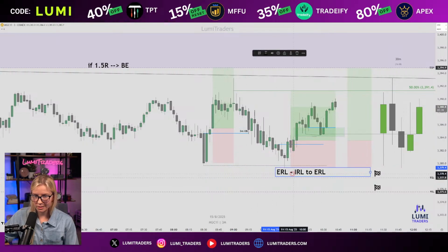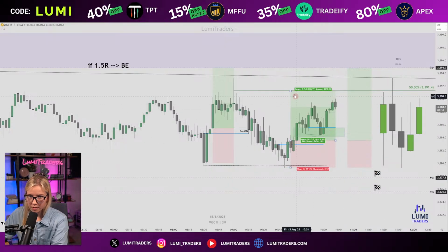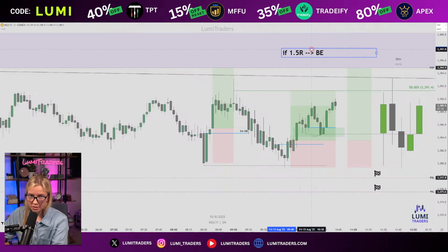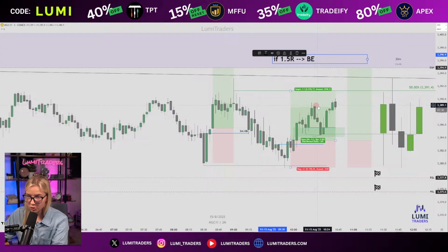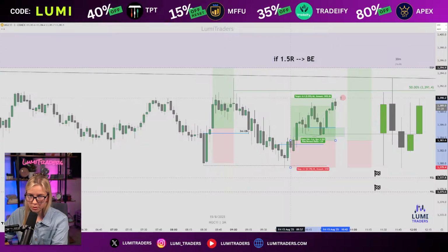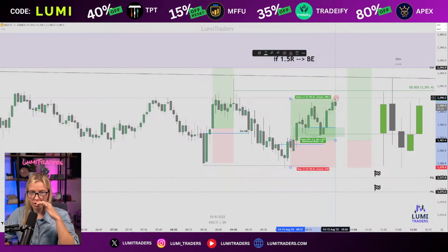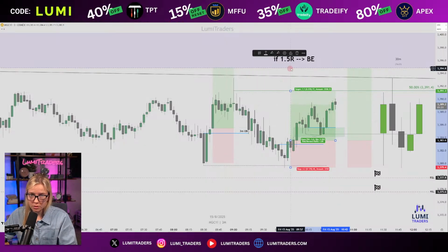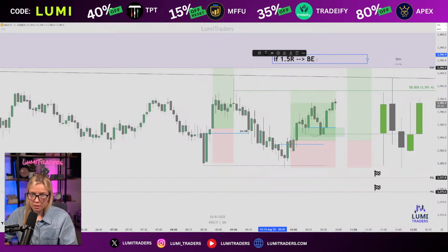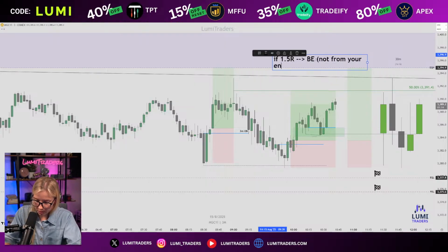It's slow today, but it is what it is. And our task is always, no matter what, from the entry where we had to enter initially, to move to break even. For example, it's 1.5R right now. What we must do is move to break even at this point, always. And let me make a note: not from your entry, but from the entry where you had to enter, according to the model.